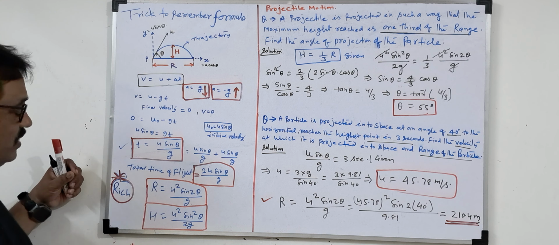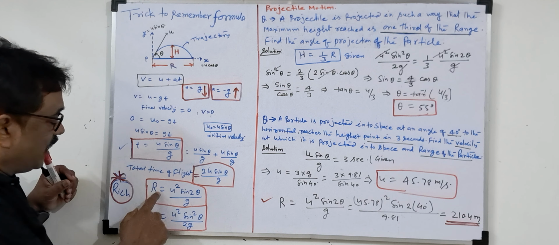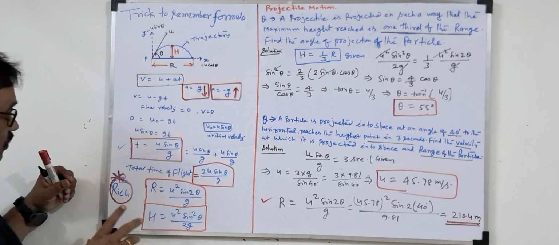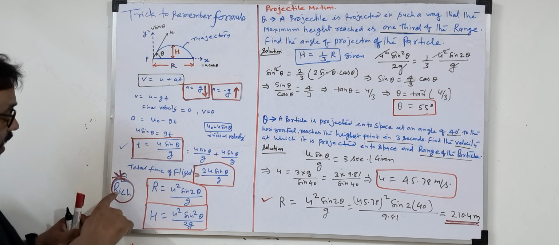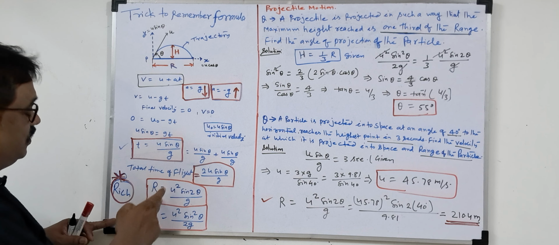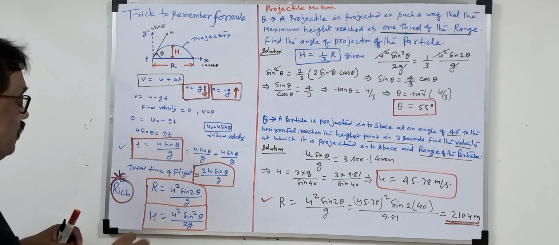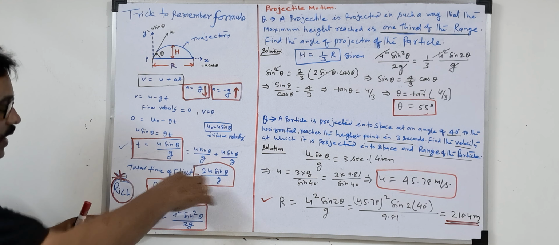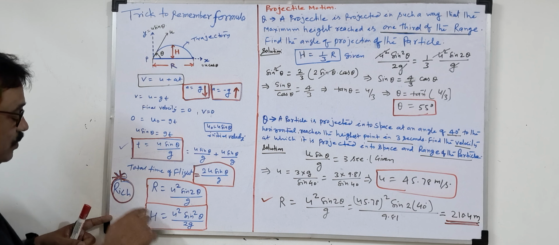Now, one trick is there. Remember the R and H. R is range, H is height. How to remember? One word I have taken: R, I see, is reach. Why have I taken this word? Suppose you forget whether to write height or range first, it will confuse. Why you will be confused, that also I will explain now. So reach means R, H means height.